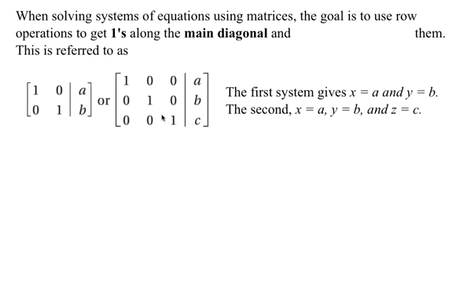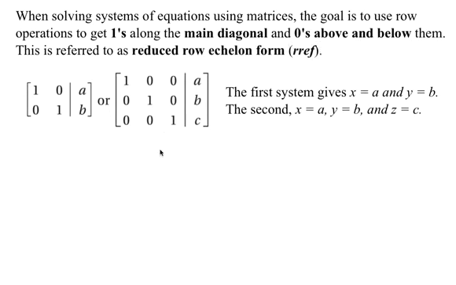Once we have all ones in this main diagonal, we also want to get zeros above and below that main diagonal. Now this is called a reduced row echelon form matrix. So when we have our ones and our zeros, that is a reduced row echelon form. And once we have it in reduced row echelon form, that gives us our solutions.